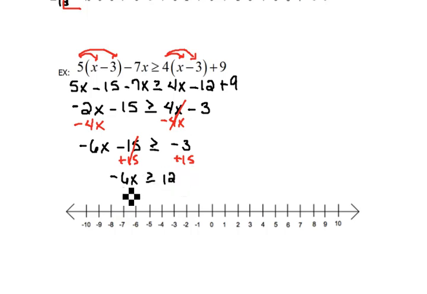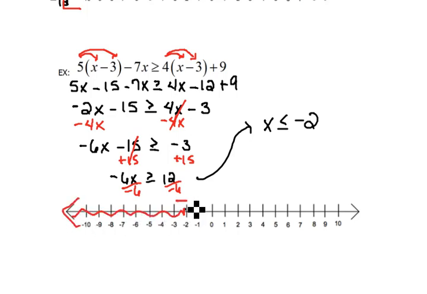Now we are dividing both sides by negative 6 to get x alone, and because we divide by the negative, we have to flip the symbol over. So our solution set would be everything smaller than or equal to negative 2, so we would get a bracket. Don't forget, if you multiply or divide by the negative, you have to flip the inequality.